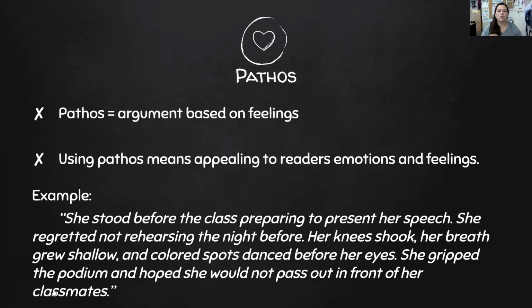So, for example: she stood before the class preparing to present her speech. She regretted not rehearsing the night before. Her knees shook, her breath grew shallow, and colored spots danced before her eyes. She gripped the podium and hoped she would not pass out in front of her classmates. So I'm using some descriptive writing there to try to get you to put yourself in this person's place and feel what they're feeling, their nervousness.